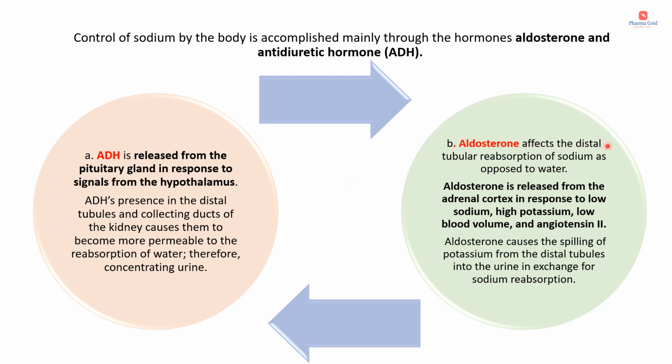Aldosterone affects the distal tubular reabsorption of sodium as opposed to water. Aldosterone is released from the adrenal cortex in response to low sodium, high potassium, low blood volume and angiotensin II. Aldosterone causes the spilling of potassium from the distal tubules into the urine in exchange for sodium reabsorption. So aldosterone's main function is sodium reabsorption. The two main hormones involved in the regulation of sodium are aldosterone and antidiuretic hormone.